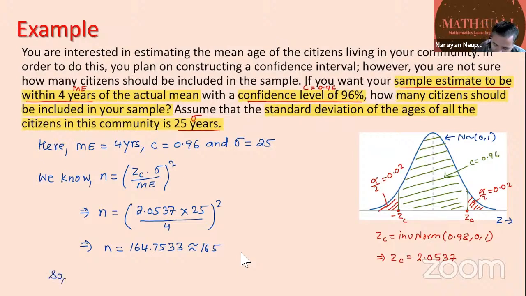So let me write down. The required sample size is n equal to 165. If you want to construct the confidence interval with certain confidence, in this case 96% confidence, then you must choose 165 as your sample size. When you do a survey of 165 people in your community, then you'll be able to tell their mean with 96% confidence level. That is the meaning of that. So any question on this example?